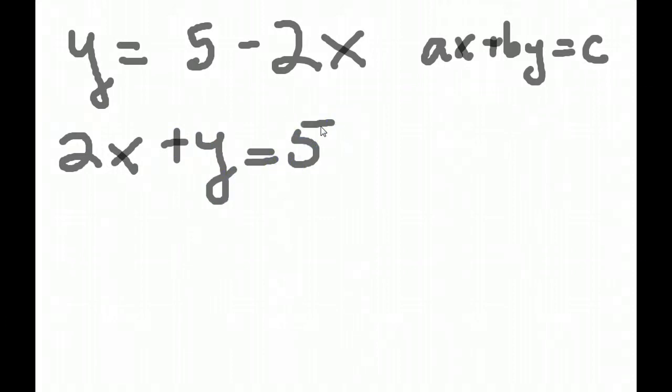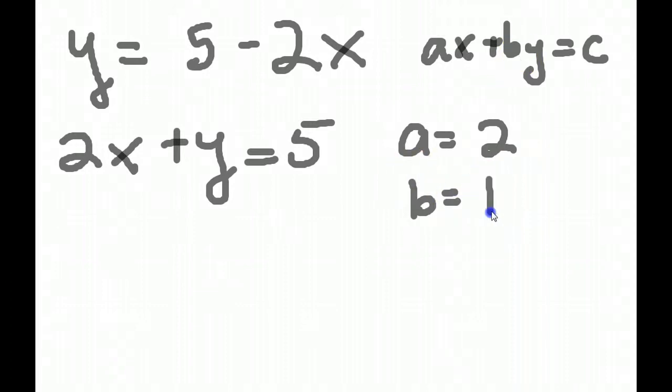So yes, this is a standard equation where our a in the ax equals 2, our b in the by is 1, because we just have y, so there's automatically a 1 in front of the y, and our c is 5. So yes, it is in standard form, and it is a linear equation.